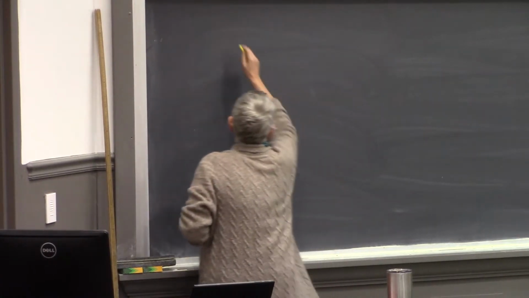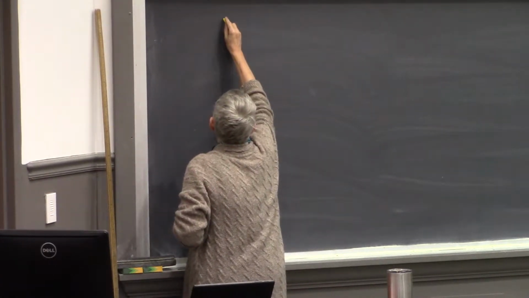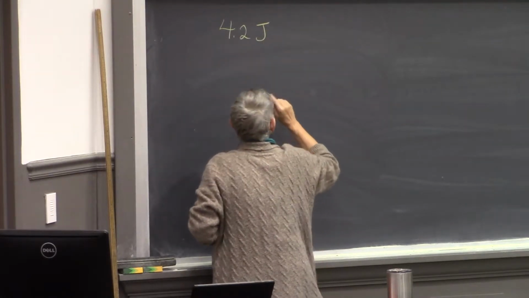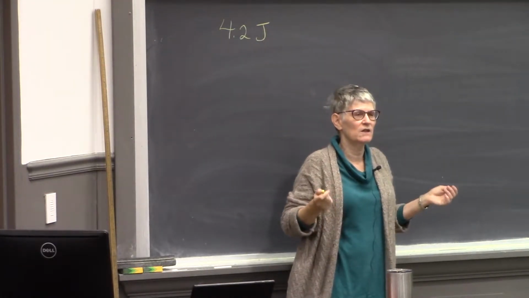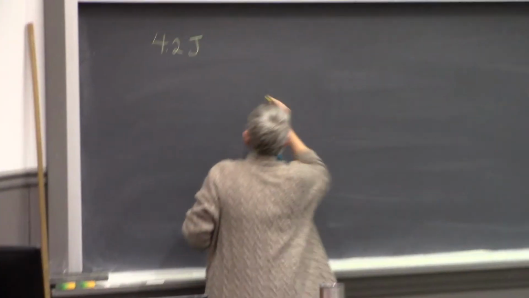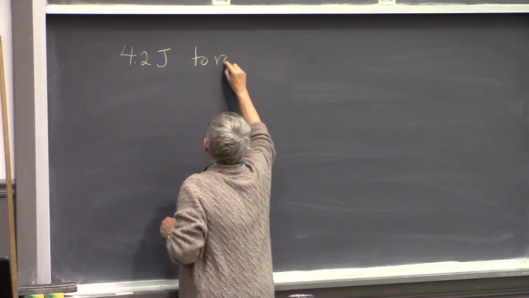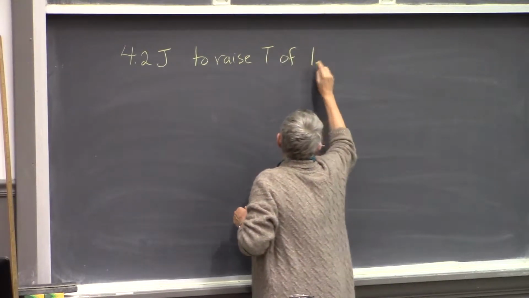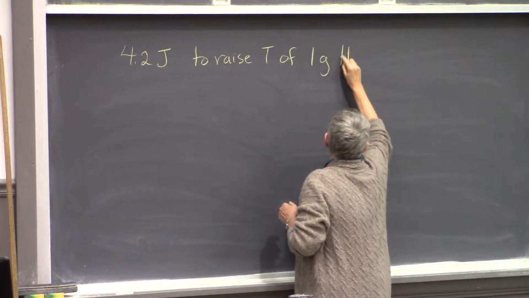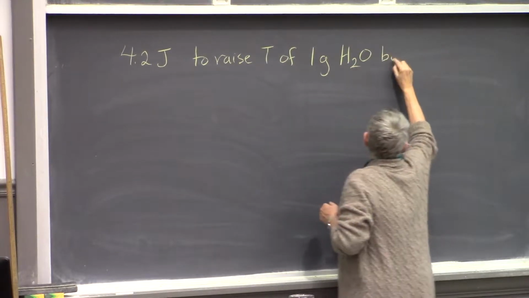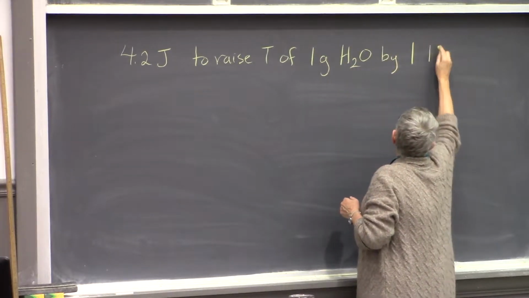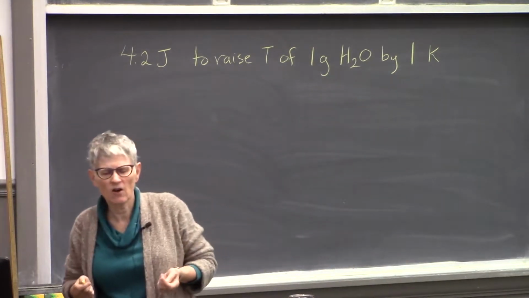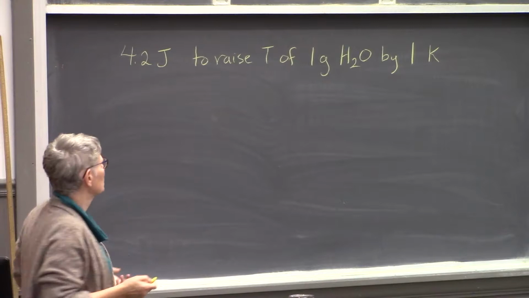One of the first measurements of this was that it takes 4.2 joules of energy input into a system to raise the temperature of 1 gram of water by 1 degree Kelvin. And there are two words associated with this.